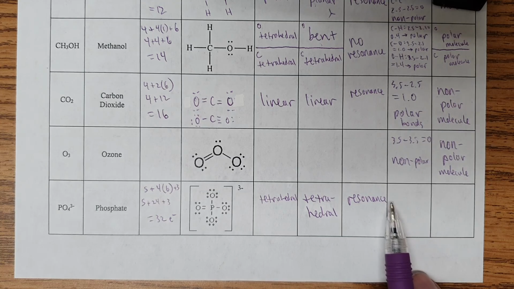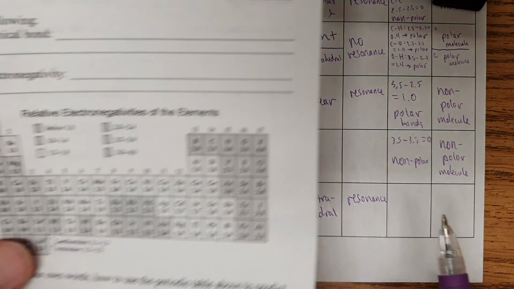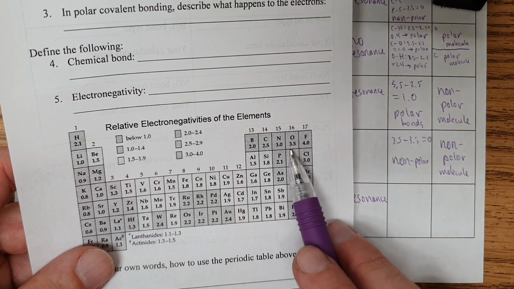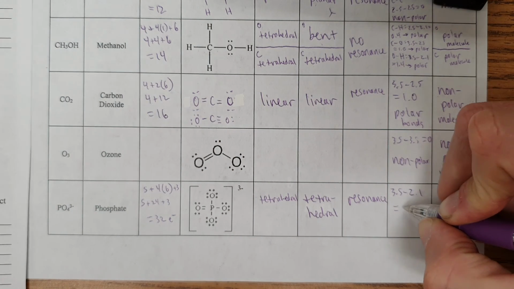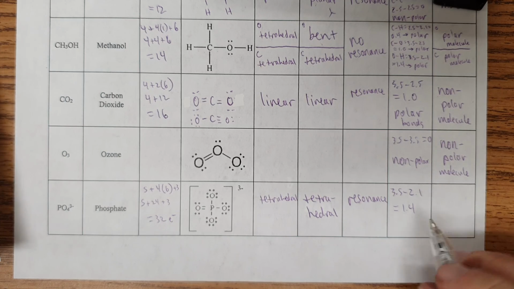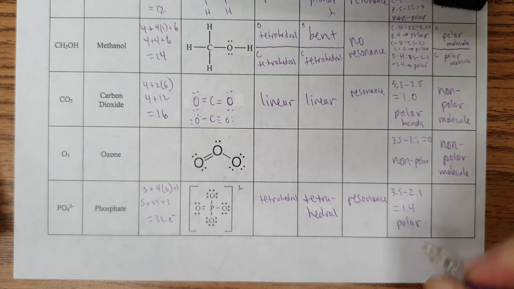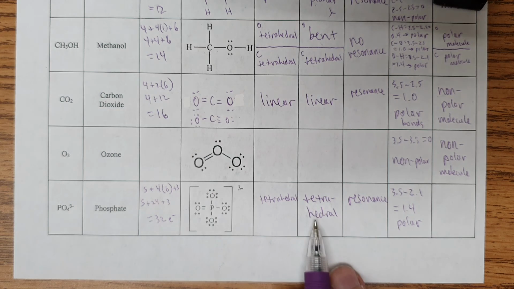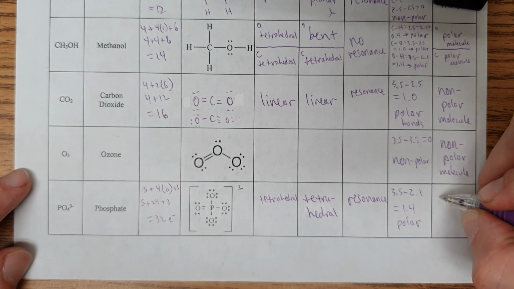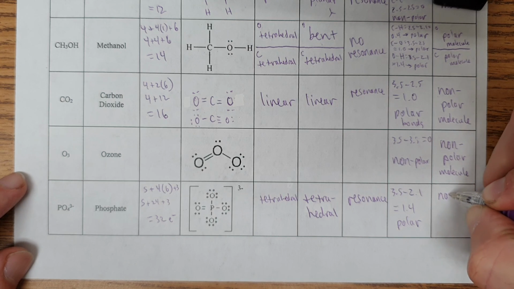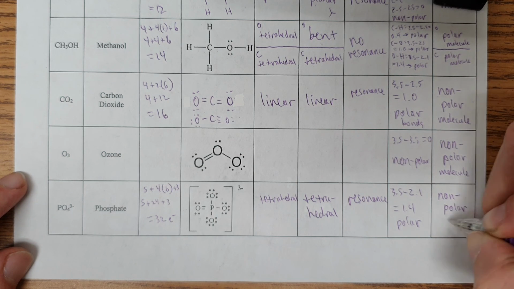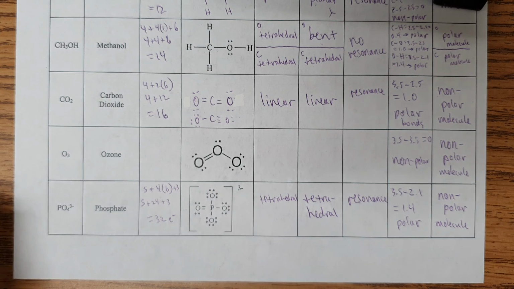Now, what about the polarity of the bonds? Let's look that up. Phosphorus is 2.1, oxygen is 3.5. Difference of 1.4, that's polar. Now you have polar tetrahedral structure. That means it balances out. Polar bonds cancel, become a nonpolar molecule. All right, that's how it goes. Happy stuff.